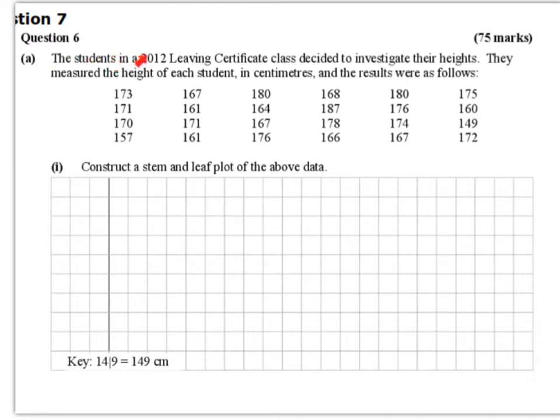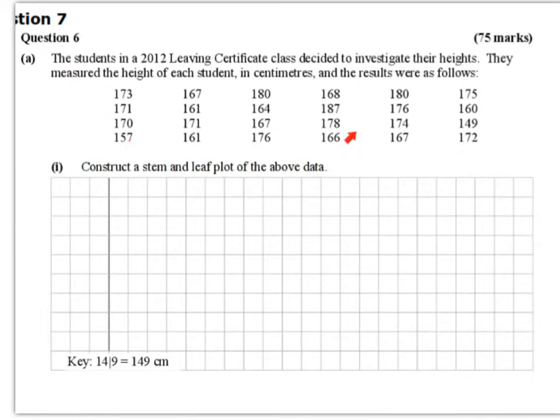The students in a 2012 Leaving Certificate class decided to investigate their heights. They measured the height of each student in centimetres, and the results are as follows. So one student was 173 centimetres, another student was 167 centimetres, the next was 180 centimetres, and so on. Part 1. Construct a stem and leaf plot of the above data.